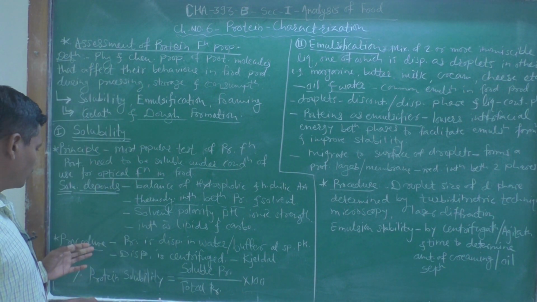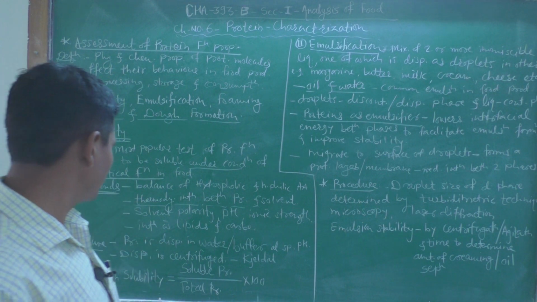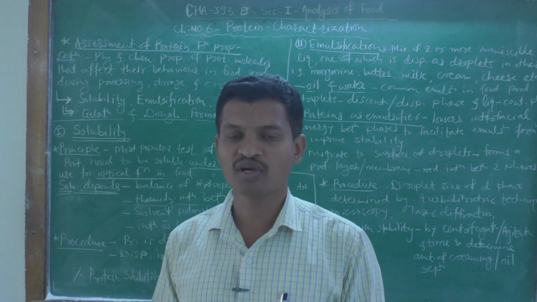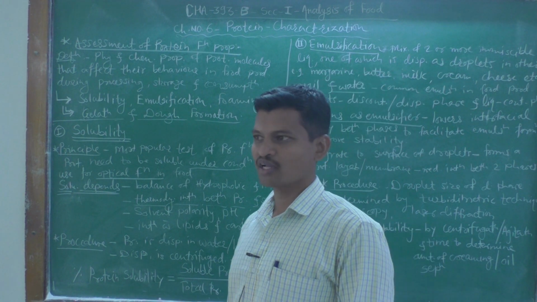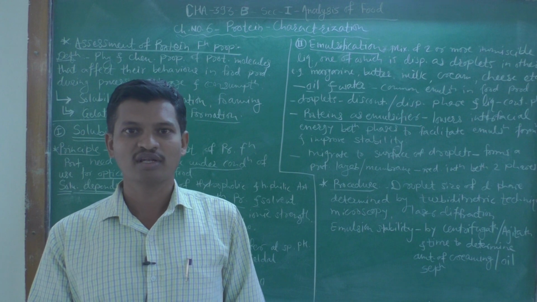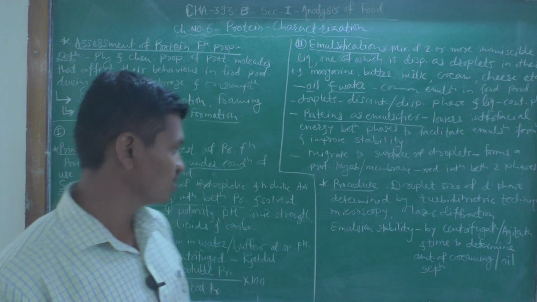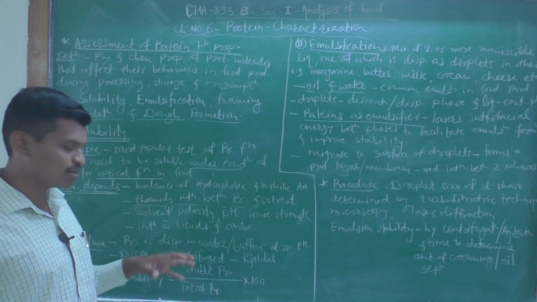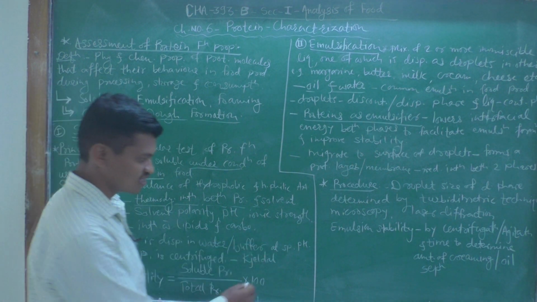Now the procedure for determination of percent protein solubility is very simple. We just have to add a protein sample into water or buffer solution, and dissolve that protein sample in the water or buffer solution at a specific pH.